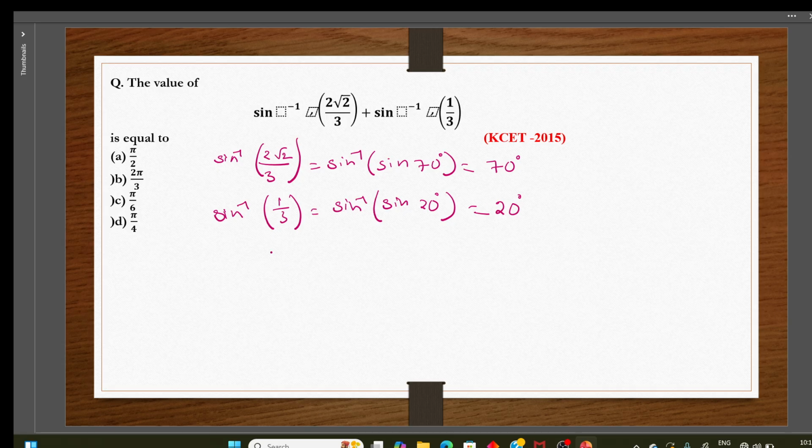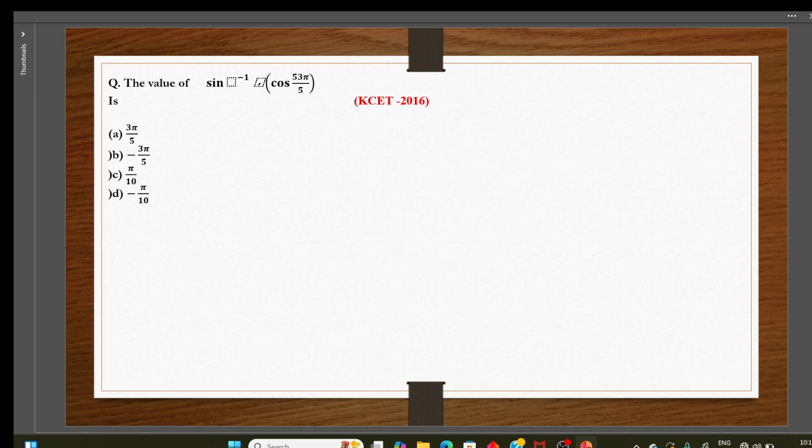So the sum of these two values, 70 plus 20, is equal to 90. So 90 degrees in radians is pi by 2. What is the answer here? Pi by 2 is the answer. Clear? This question is also from KCET 2015. Yes. Next question. The value of sine inverse of cos 53 pi by 5.